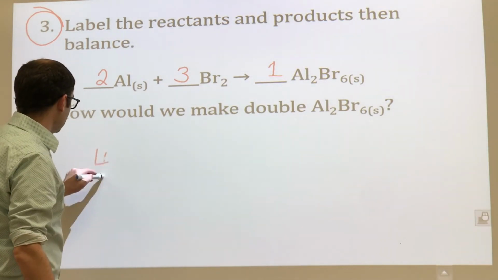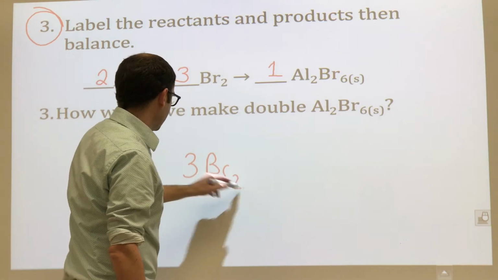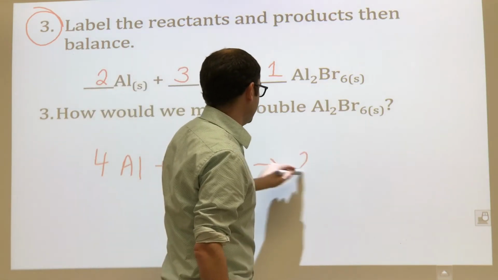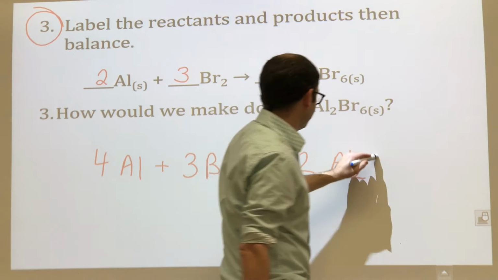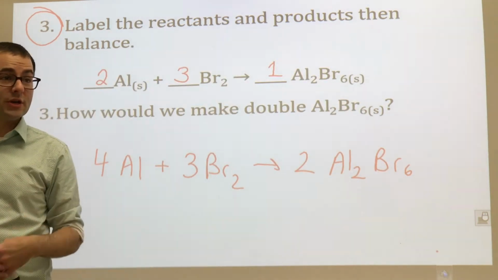Yeah, we would need 4 aluminum, and then we'd need 3 of the bromine, and that would give us 2 of the aluminum bromide, right? Everybody's cool with that, right? We're just doing the ratios here, yeah?